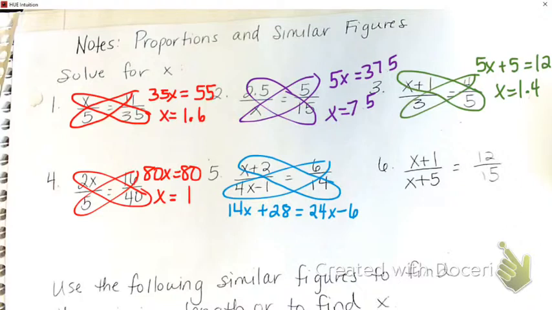Okay. Now, because I have x's on both sides, I've got to get all of my x's on the same side and all the numbers on the other side. Okay. I would probably subtract 14 and then add 6. So if I subtract 14 on both sides, I get a 10x over here. And if I add 6 over there, 34. And then you're going to divide.